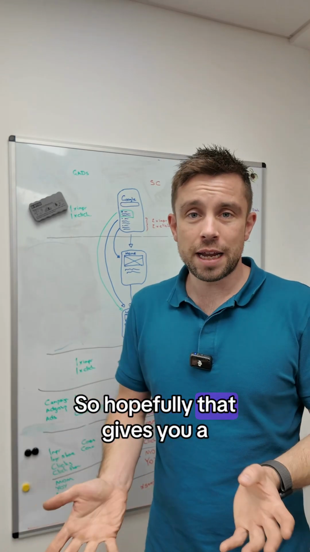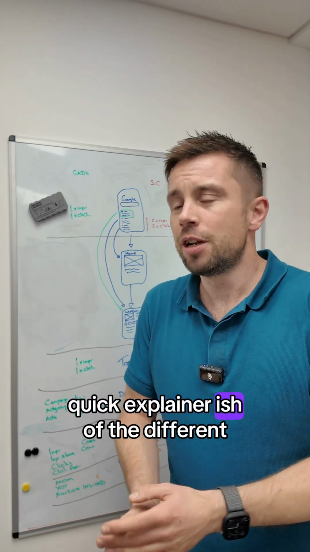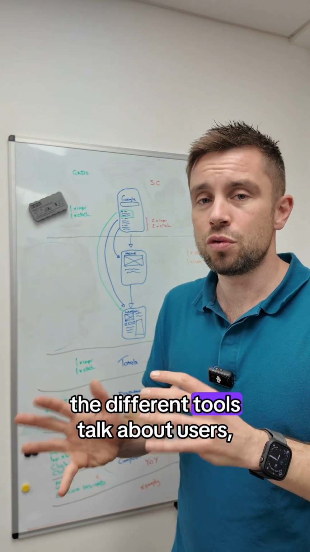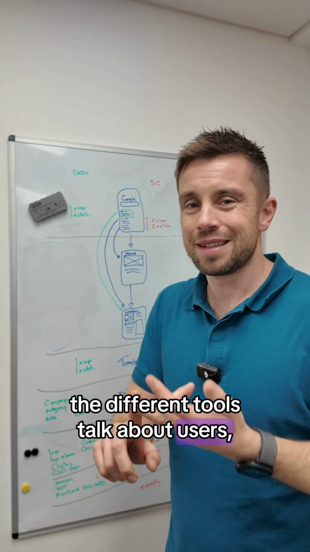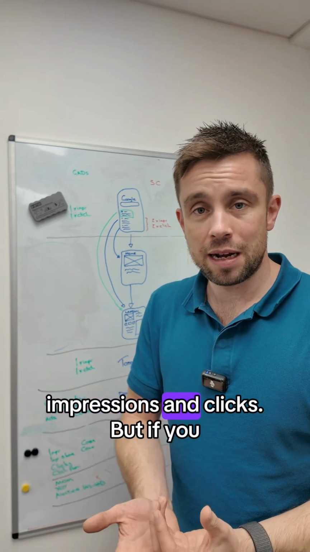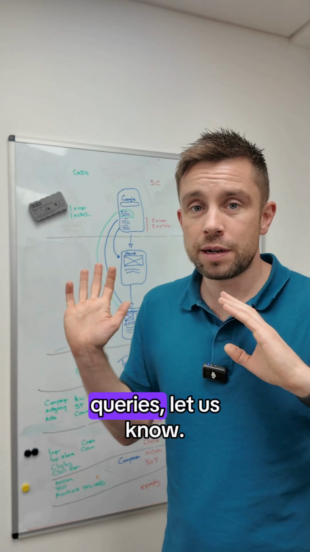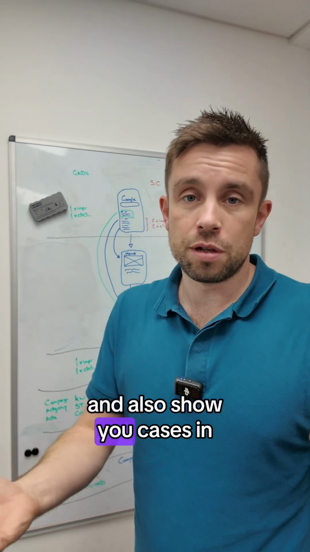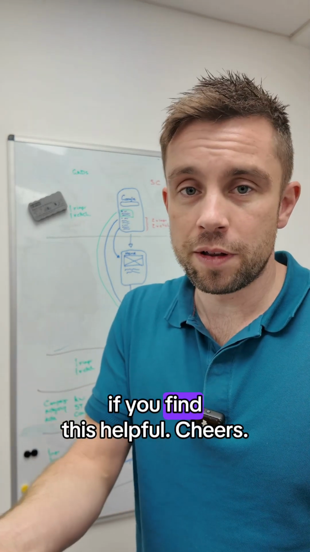So hopefully that gives you a quick explainer of the different metrics, the different data points, and how the different tools talk about users, sessions, impressions, and clicks. But if you've got any questions or queries, let us know. I can dive into this in more detail and also show use cases in the actual tools if people find this helpful. Cheers.